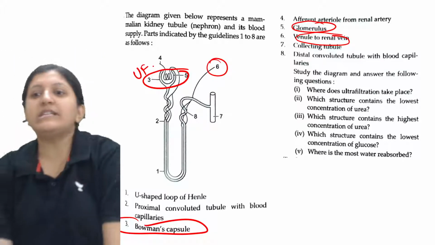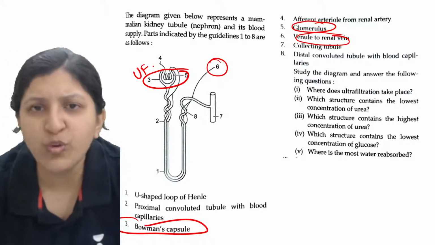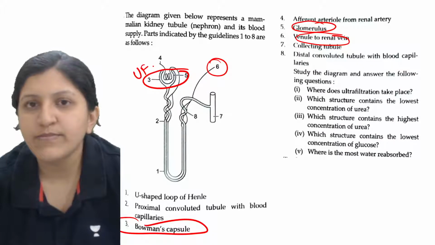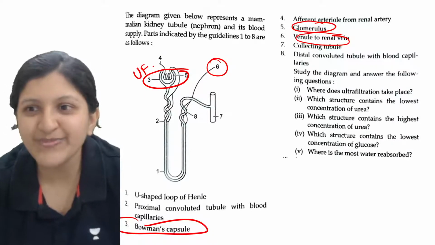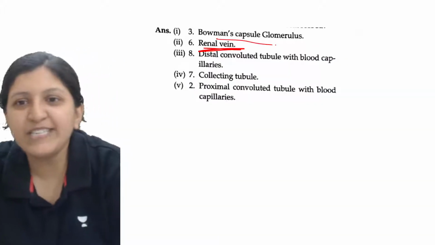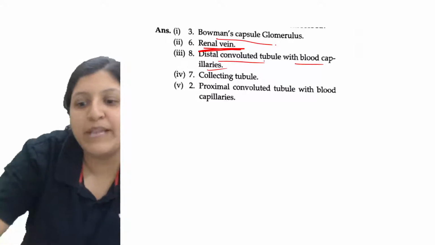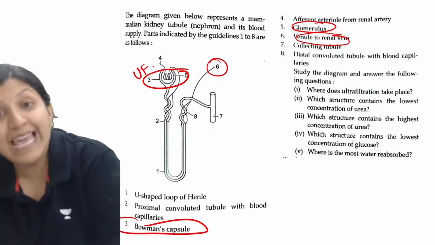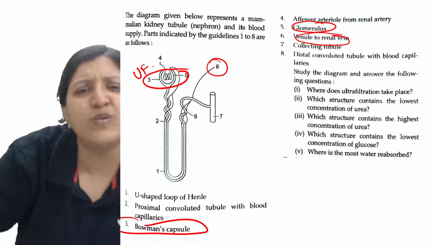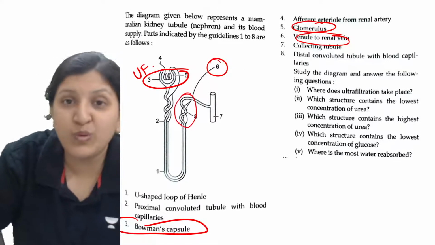Then which structure contains the lowest concentration of glucose? Where do you find very little glucose here? It is the DCT, right? You can find the distal convoluted tubule with blood capillaries. There the absorption of all the required glucose which was there takes place. All the glucose is basically absorbed into the blood vessel. So DCT won't have glucose.